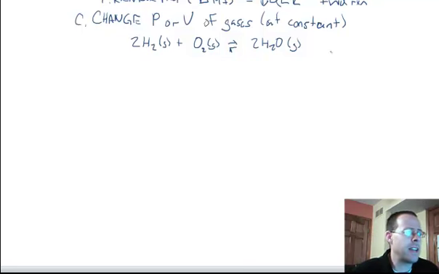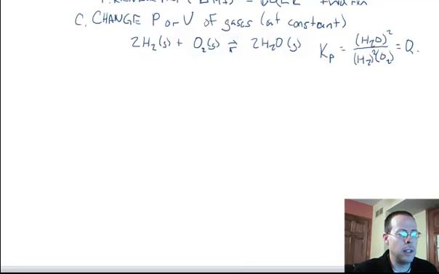So in this case, instead of having a Kc, we're going to have a Kp, alright, because it's pressures, and this is going to equal water in the numerator, and again, I'm using parentheses, not brackets because it's not concentration, squared, all divided by the partial pressure of hydrogen squared times the pressure of oxygen. Okay? And again, at equilibrium, we could say Q equals this, again, at equilibrium.